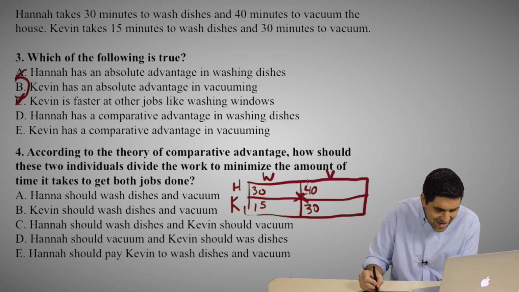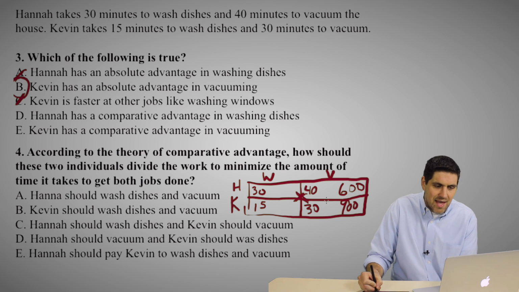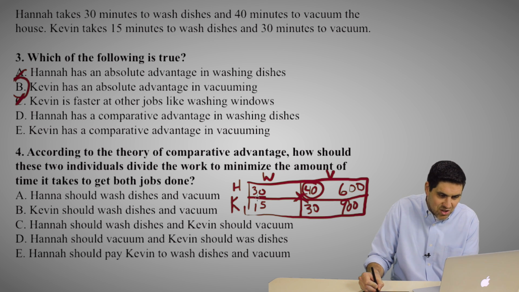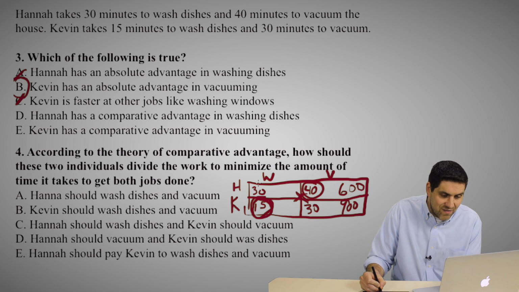So 30 times 30 is 900, writing that number over here. 15 times 40 is 600. In that case, 600 minutes is less than the total of 900 minutes, so this is the right answer. Again, this is called the very quick and very dirty. It requires no calculations, just a good old-fashioned trick. So no doubt about it, the answer is Kevin should do the wash and Hannah should do the vacuuming.